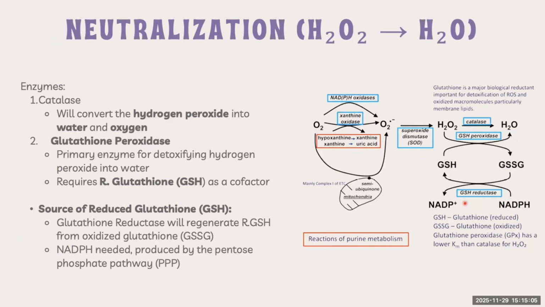Hence, the glutathione reductase will convert the oxidized glutathione back into the reduced form so that the glutathione peroxidase can function normally, and so the hydrogen peroxide can be converted back into water, neutralizing the hydrogen peroxide. Okay, is it clear?